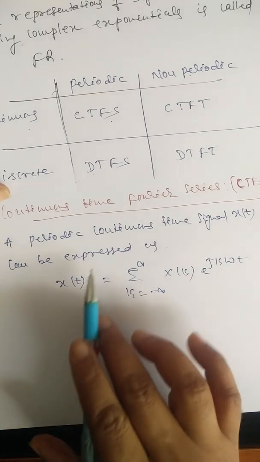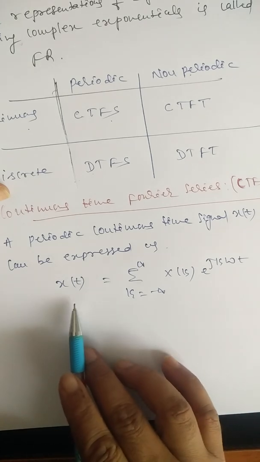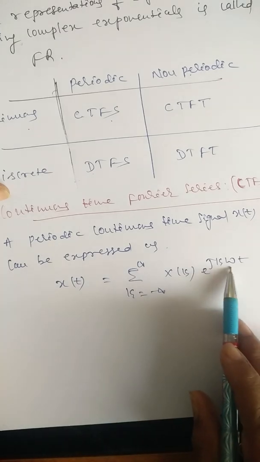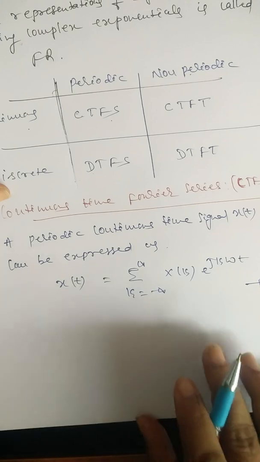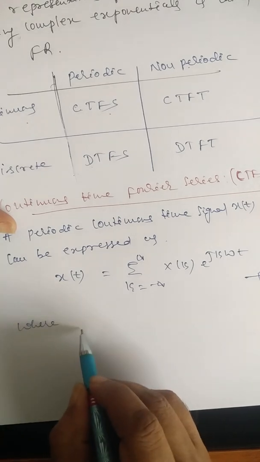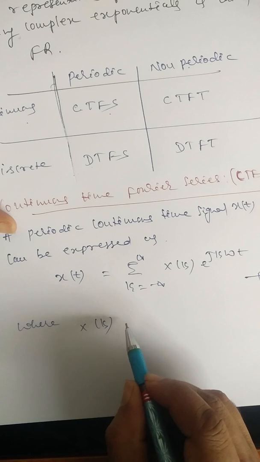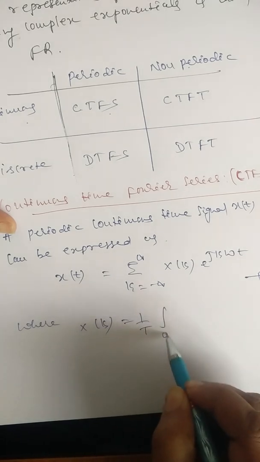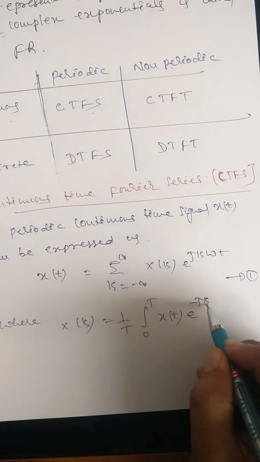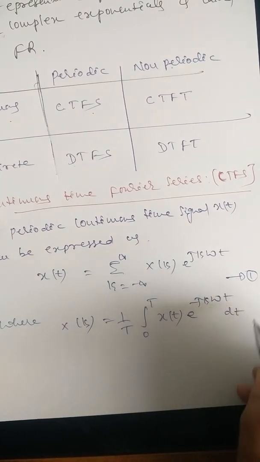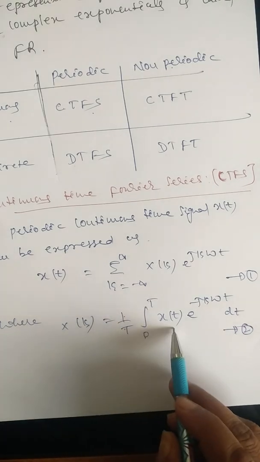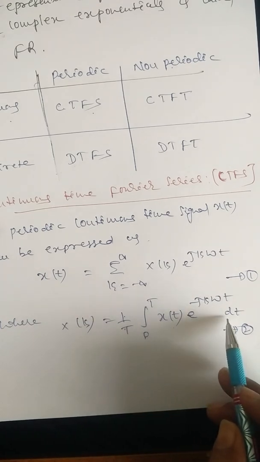A continuous time periodic signal x of t is expressed as x of t equals summation of k from minus infinity to plus infinity X of k e to the power of j k omega t. This is equation number 1, where X of k is the Fourier representation in the frequency domain, that is X of k is the Fourier series coefficient. Also we can write X of k equal to 1 by T integration from 0 to T x of t e to the power of minus j k omega t dt. This is equation number 2.